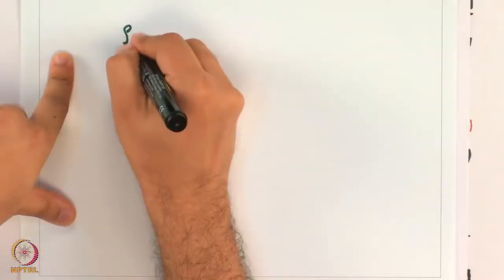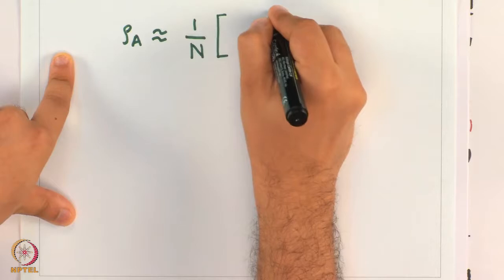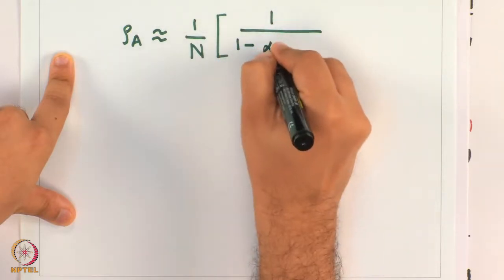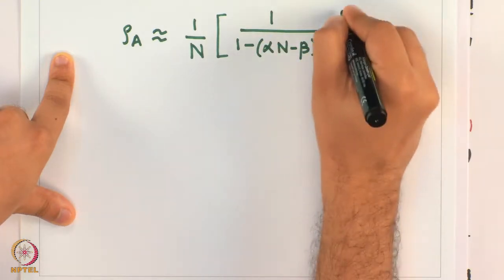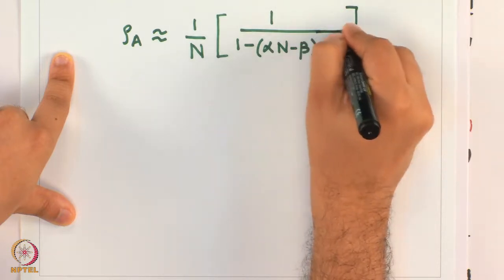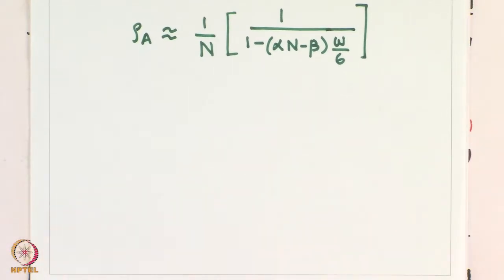We have rho A equals 1 upon n times 1 minus 1 minus alpha n minus beta times omega by 6. So now you should ask yourself the question: if the new mutant that has arisen had no fitness advantage or any fitness disadvantage over the parent genotype, if the new genotype was identical in terms of fitness compared to the parent genotype, what would rho A be?